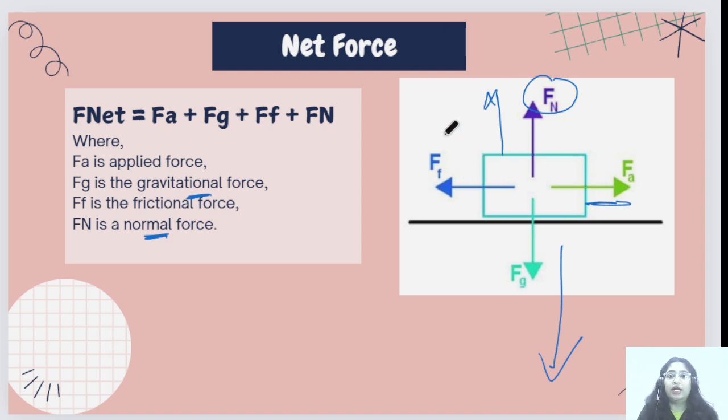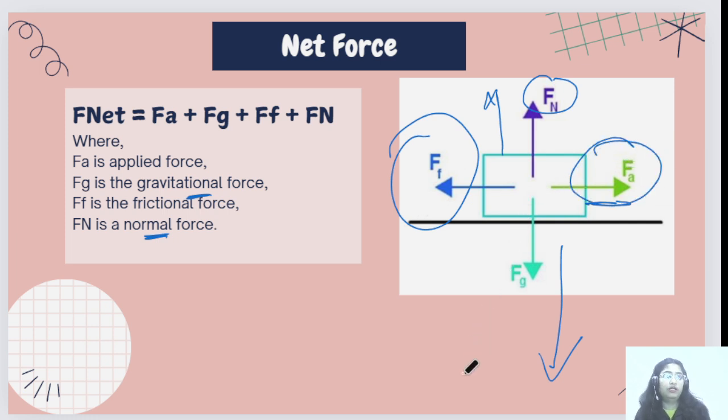Okay, and the frictional force and the applied force are more applicable, which we can see clearly in our day-to-day life. I hope this is clear to you. For a better clarification, let's watch a video.